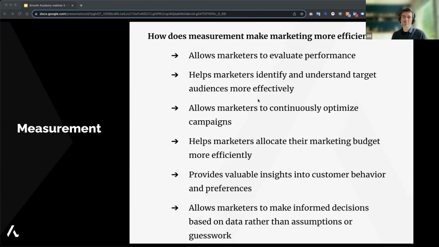Then, of course, decision-based actions are always very important in marketing. We cannot basically do guesswork. We can't just shoot in the dark and expect that we will hit what we want to hit. So everything needs to be based on data.